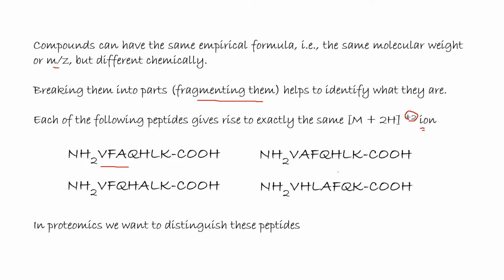1, 2, 3, 4. You can see they are written as single-letter abbreviated peptides. So that's VFA, here is VAF. It's just that the sequence is different. And what we actually need in proteomics is to distinguish between these peptides.